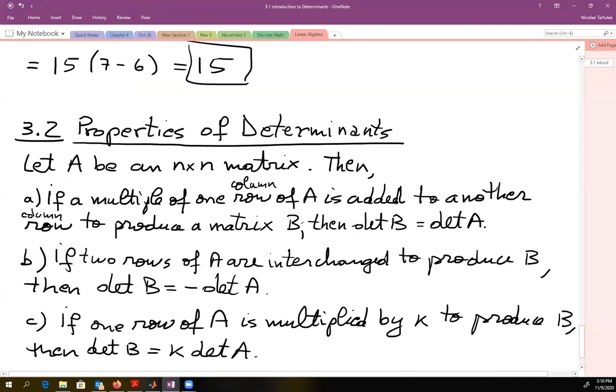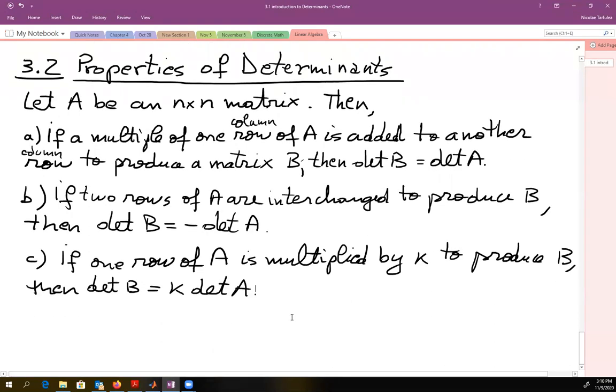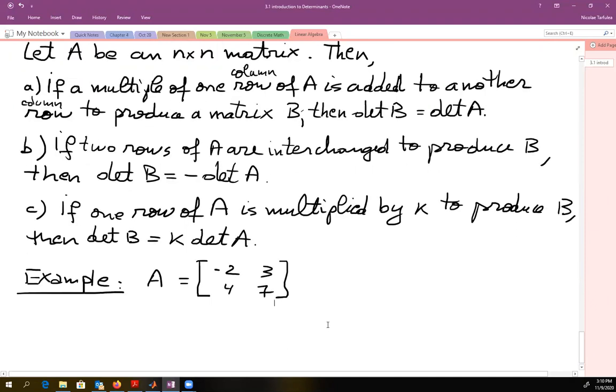And I'm going to illustrate all these three properties by one simple example. So I'm going to take a 2 by 2 matrix example. Let's take a very simple one, so we won't have to spend too much time with calculations and computations. So let's say negative 2, 3, 4, 7. And let's illustrate each of these properties.